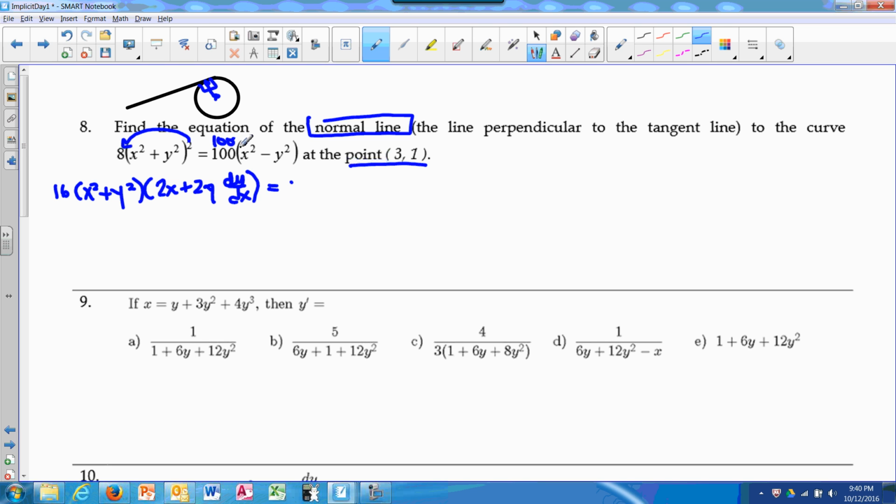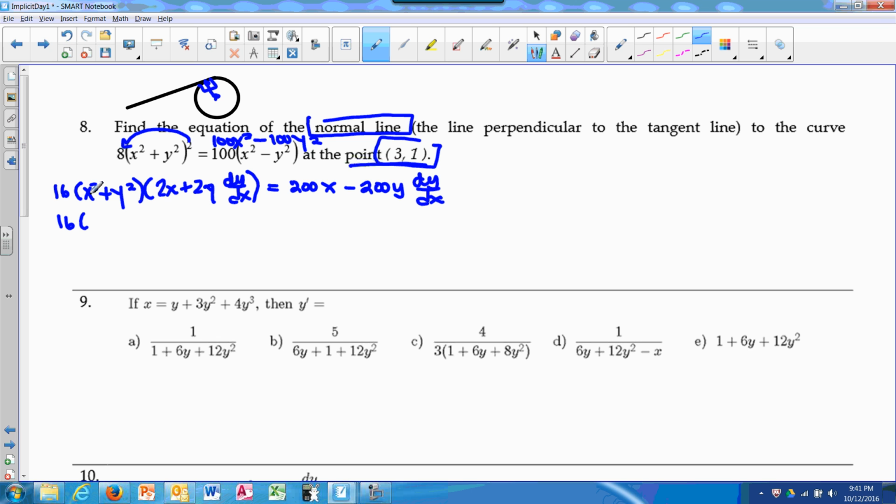as 100x squared minus 100y squared. Might make it a little easier. I get 200x minus 200y dy dx for that second part, because only this part really has the derivative that's implicit. You're going to like this part though. We're doing this at the point 3, 1. That means x equals 3 and y equals 1.